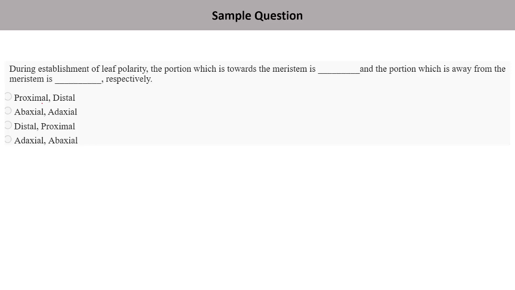So the next question is, during establishment of leaf polarity, the portion which is towards the meristem is dash and the portion which is away from the meristem is dash respectively. The options are proximal distal, abaxial adaxial, distal proximal and adaxial and abaxial. You have 2 minutes. Please read the question thoroughly.